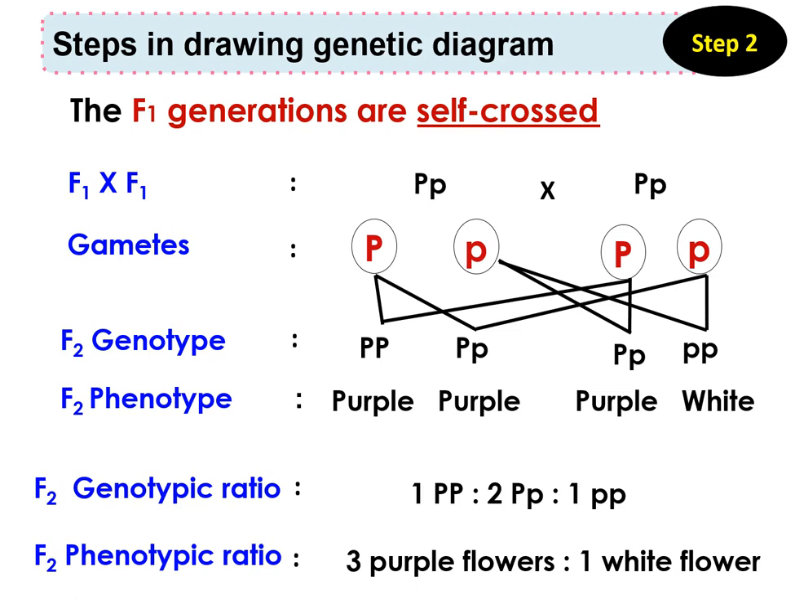The F1 generations are self-cross. Then we have the F1 cross with F1. So kat sini kita tak tulis P, kita tak tulis P sebab ini sambungan kepada cross tadi. So heterozygous dengan heterozygous. So you see two different gamete. So it produces phenotype ratio of 3:1.